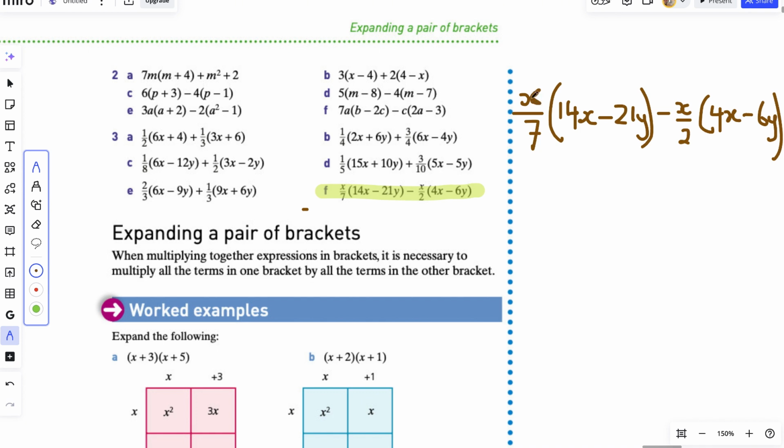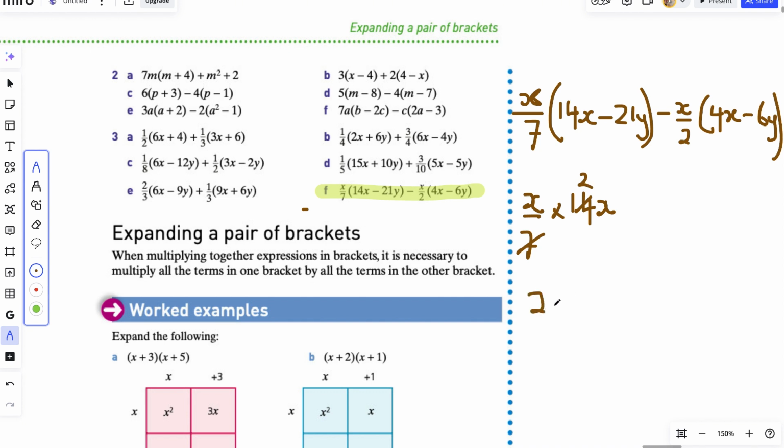Is that okay? Now, here, this multiplied by this, we're going to have 7 divided. We can do it segment by segment. X over 7 times 14x. So 7 will go into 14, 7 into 7 is 1, 7 into 42 gives 2. So 2x becomes 2x times x. It becomes 2x squared.